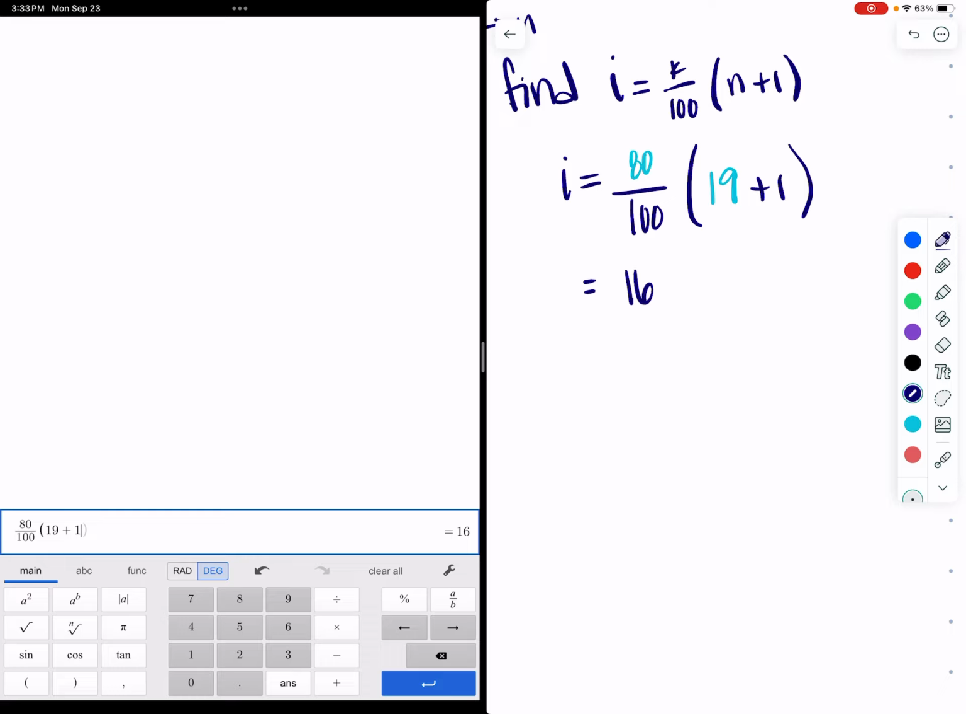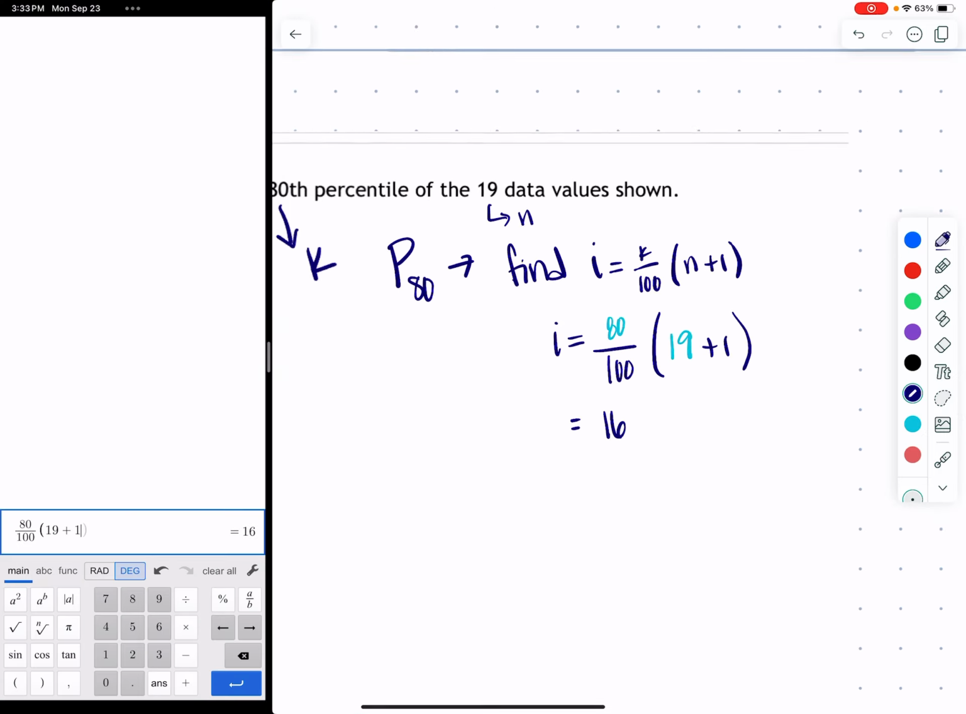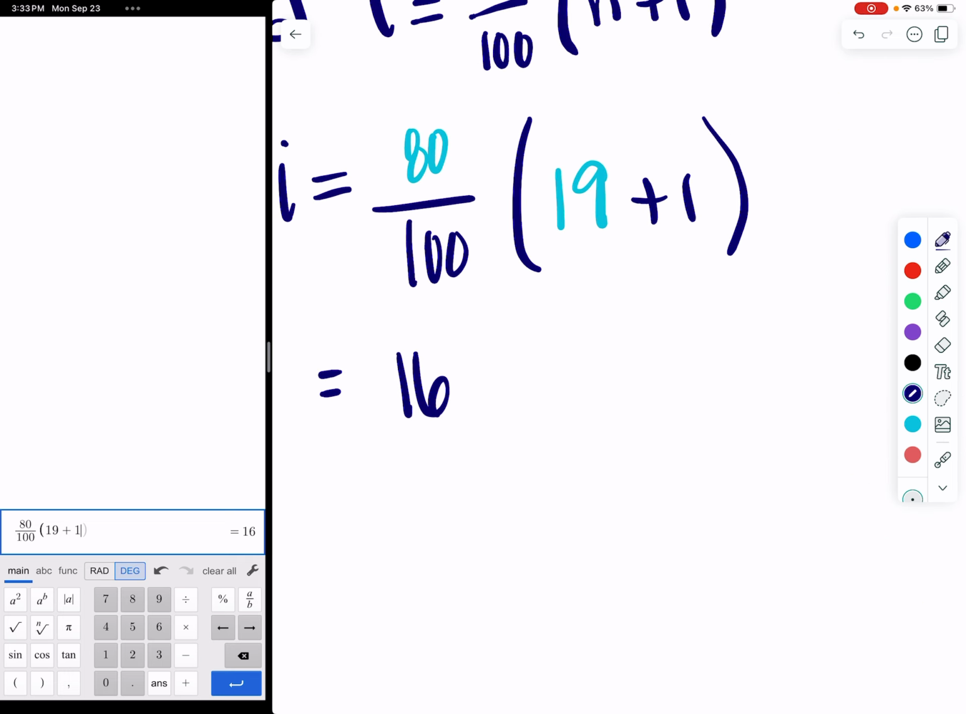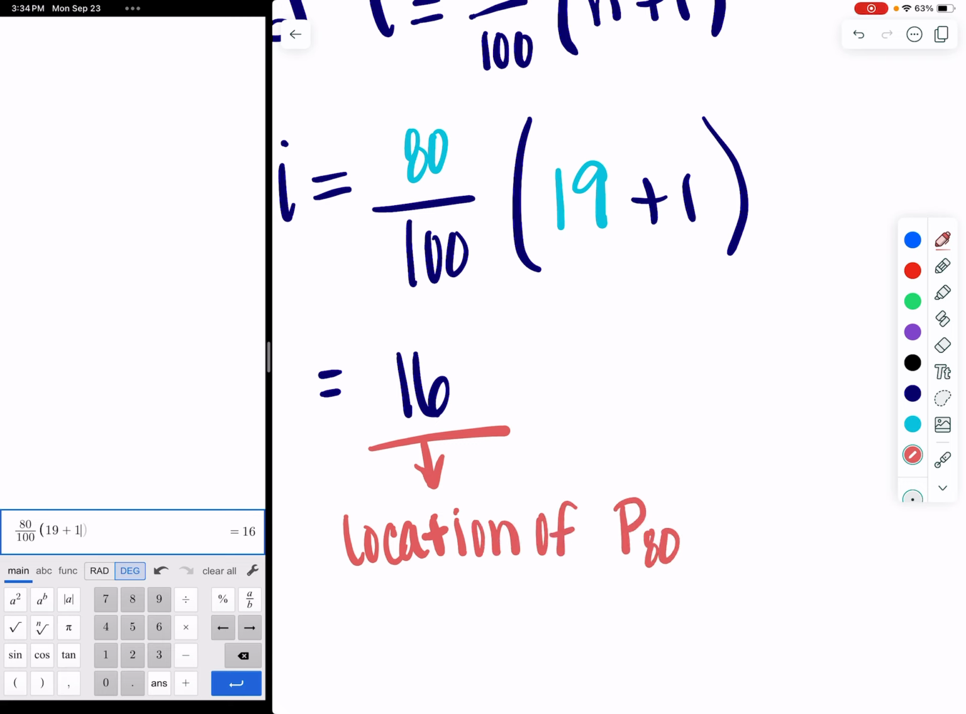So I get 16. Now again, 16 is absolutely not your answer. Do not put 16 and put a box around it. This tells you the location of the 80th percentile. It's like when you go to a concert or a sporting event where you look at your ticket and it has a seat number on it. This is like your seat number.